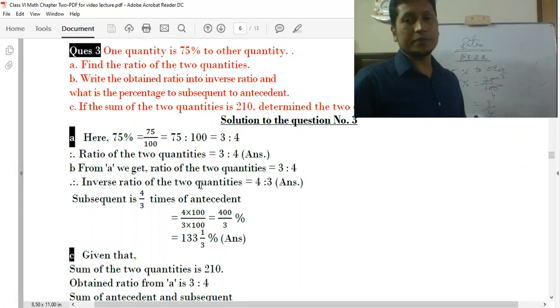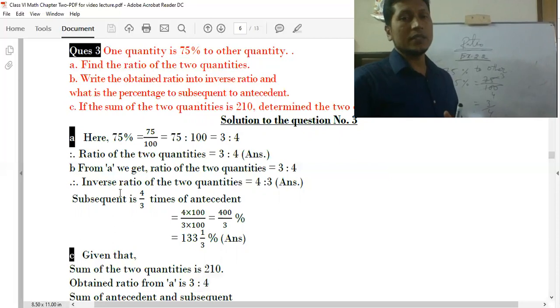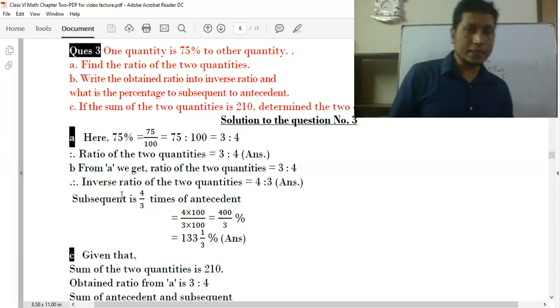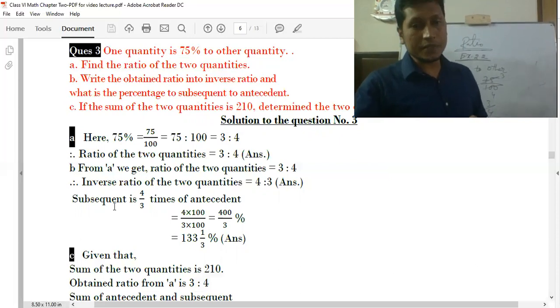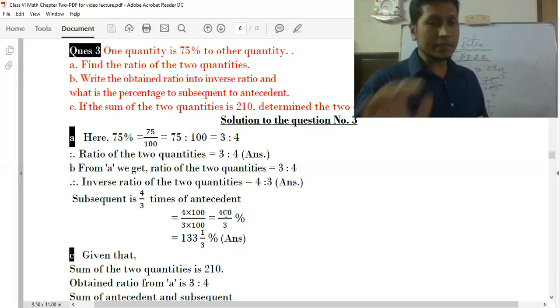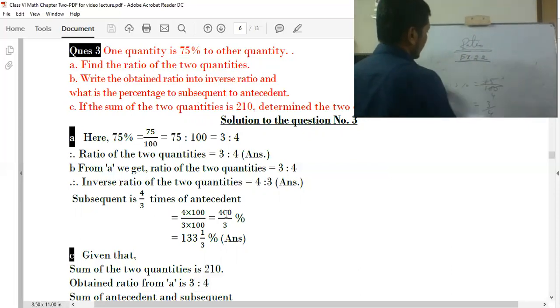So 4:3 will be the inverse ratio of 3:4. And the other part asks what is the percentage of subsequent to antecedent. That is, we have to find the percentage of the subsequent compared with the antecedent. That is, the subsequent is 4/3 times the antecedent. So if we express 4/3 as a percentage, what will it be? We just have to convert 4/3 into a percentage.